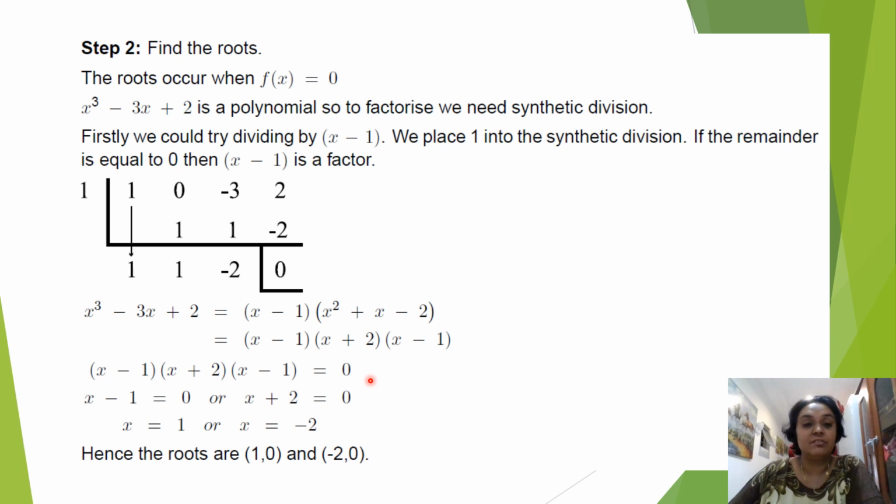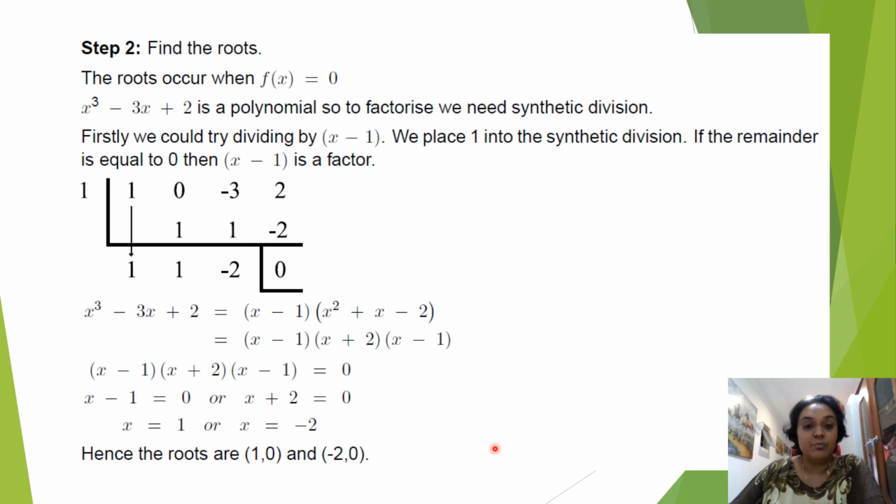You will arrive at 3 roots. So this particular function has 3 roots, which are 1, 1 and negative 2, and the root 1 is repeated. Therefore, there are only 2 distinct roots for the function. So the roots of this function are (1, 0) and (-2, 0). In other words, these are also the x-intercepts of the function.